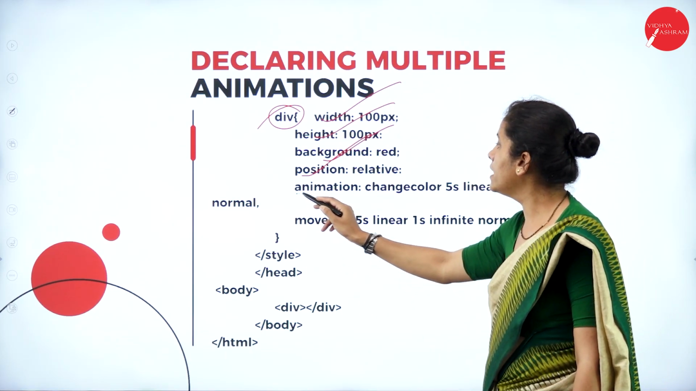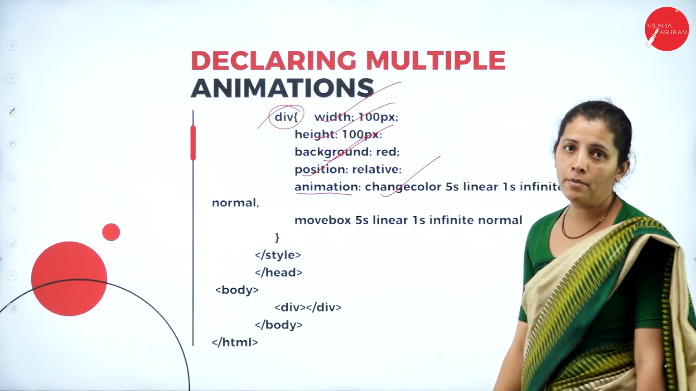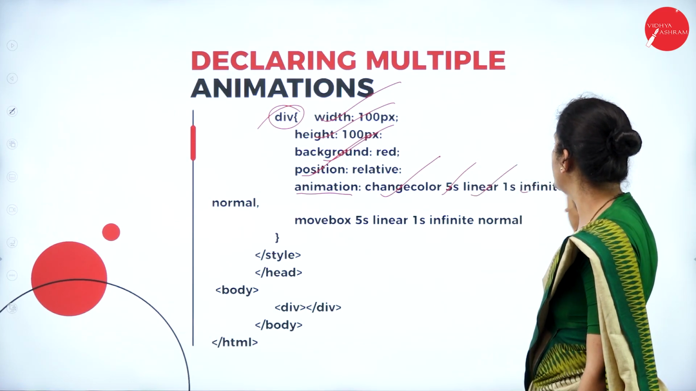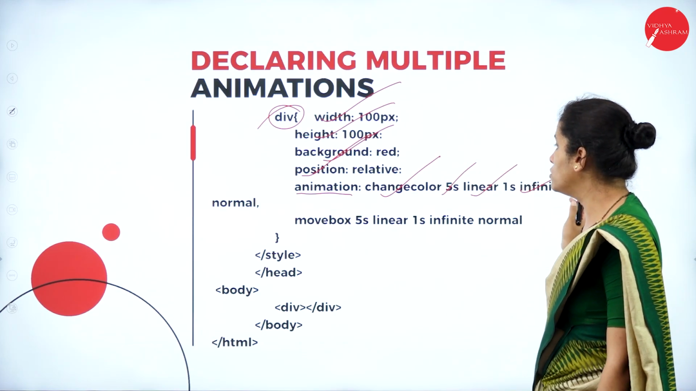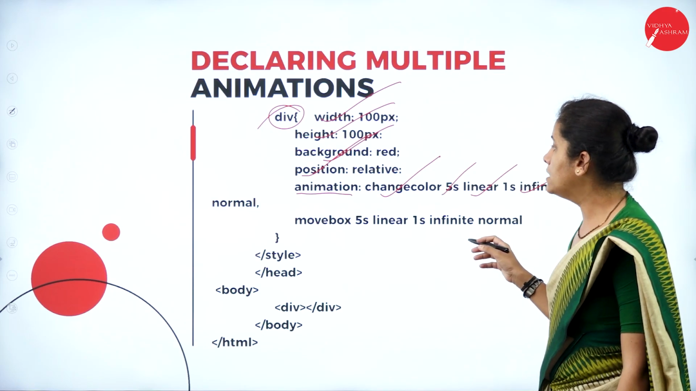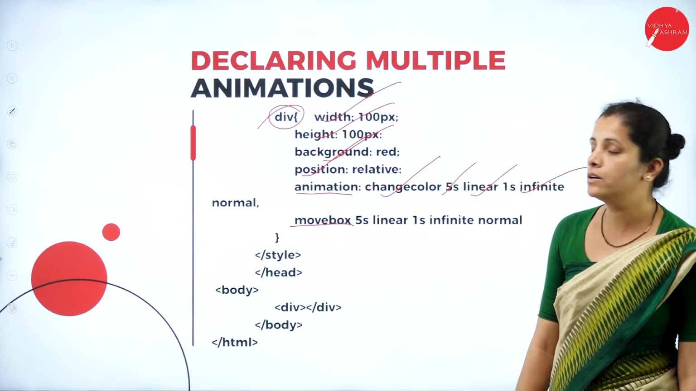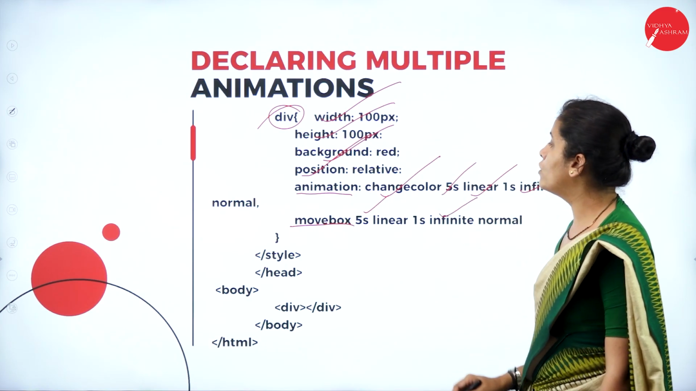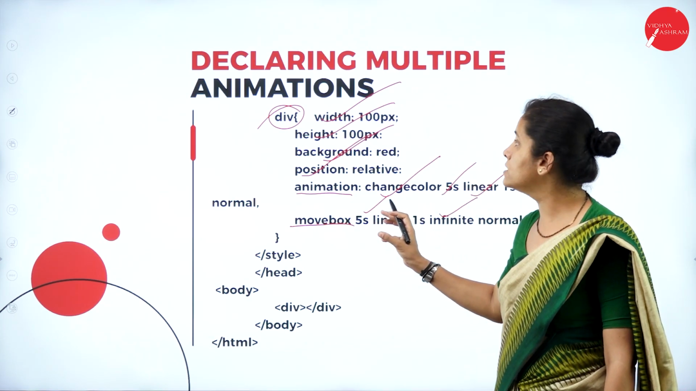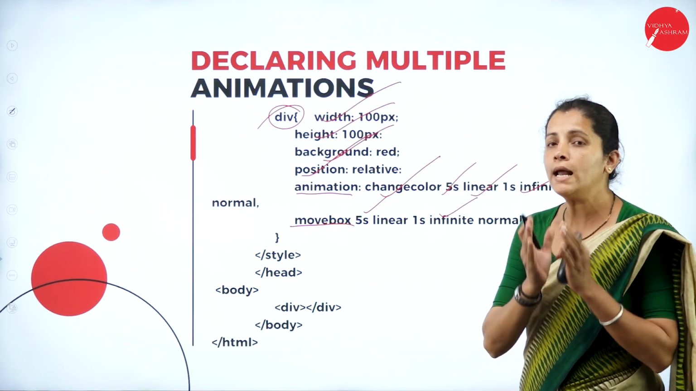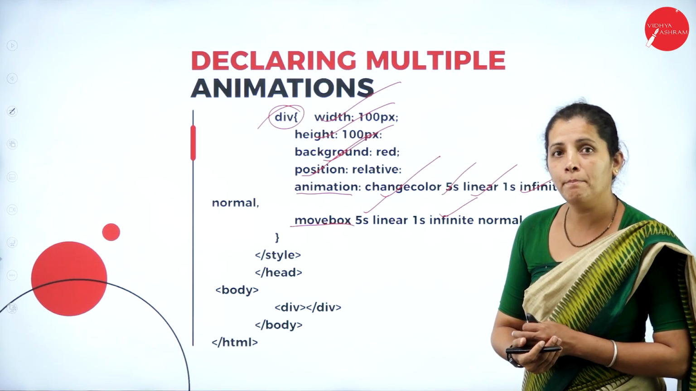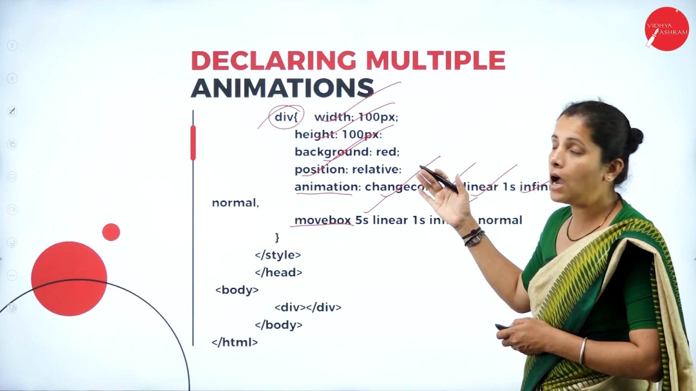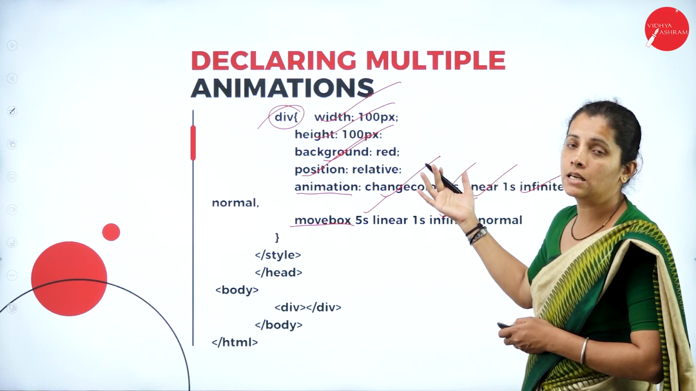Now, see here, for animation, I'm going to specify the name of the animation, and then the time duration, direction, and how many times I want to repeat the animation. At the same time, this is my other animation name, that is move box, and I'm going to specify the duration and how many times I want to repeat it. So this is nothing but multiple animations. For one single object, I can apply multiple animations, and this simple code illustrates how we can apply multiple animations to one single object.